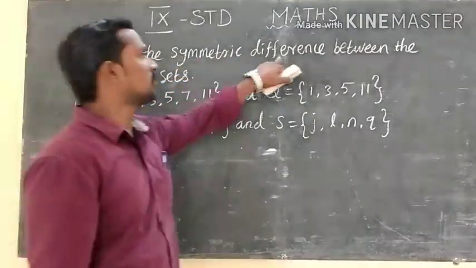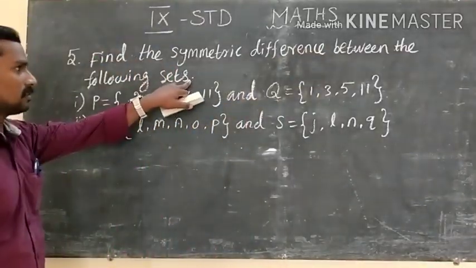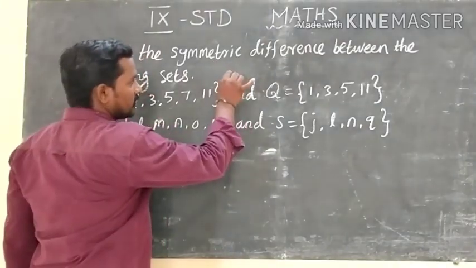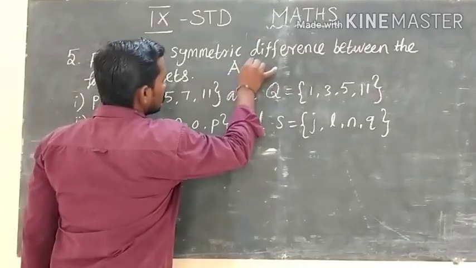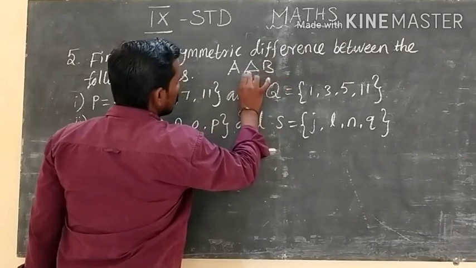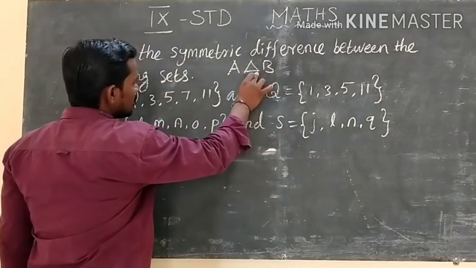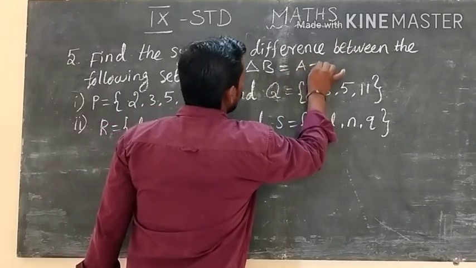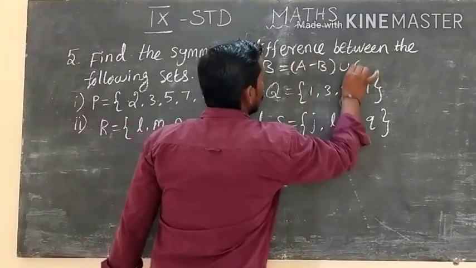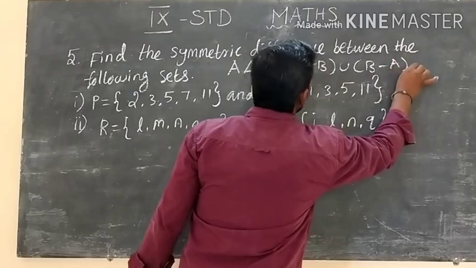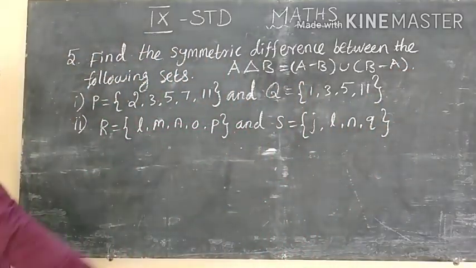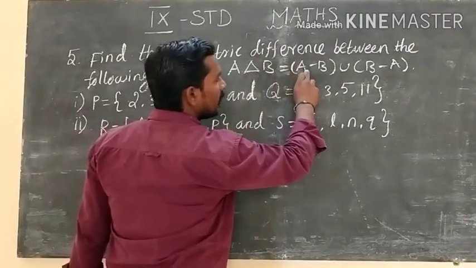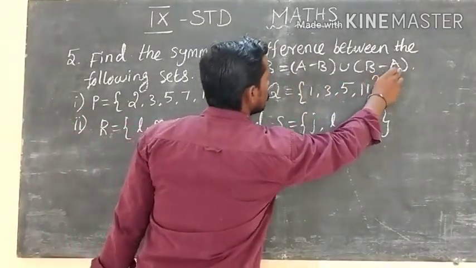Find the symmetric difference between the following sets. Symmetric difference formula: consider any two sets A and B. A symmetric difference B, the triangle shape read as symmetric difference, equals A difference B union B difference A. This is your formula. A symmetric difference B is equal to A difference B union B difference A.